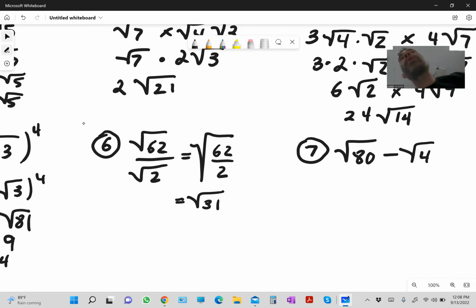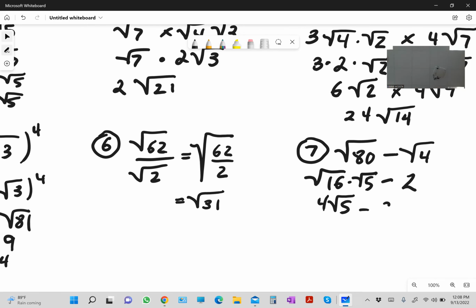Okay, so square root of 4 is 2, right? So automatically I'm going to go, okay, what can I do? Well, 16 times 5 works. Square root of 16 times the square root of 5 minus square root of 4 is 2, so I can just write it. And you have 4 square root of 5 minus 2, and you're done. Nothing else to do there. So as you can see, not much thinking, but it'd be nice if you could understand this.